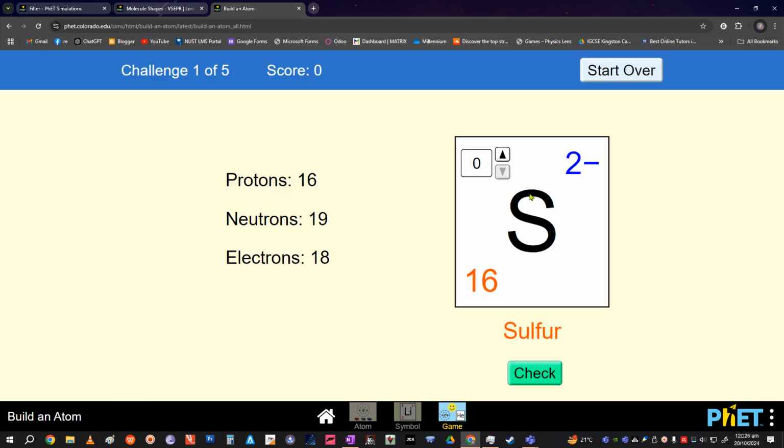What's this? What's missing over here? What could it be? Atomic number is missing or the mass number is missing? Which one is missing? The mass number is missing. And what's that gotta be?